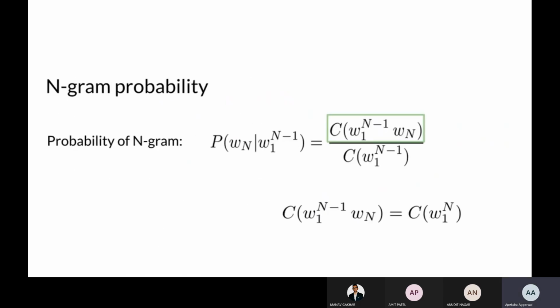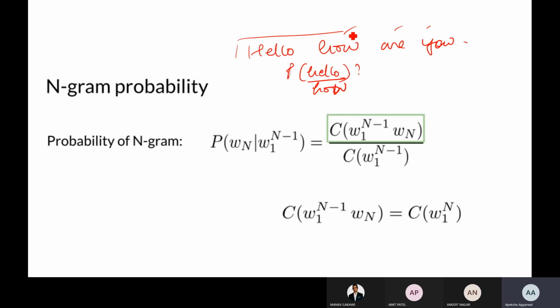So this is n-gram probability. Up till now, what we were doing was on the whole sentence. Suppose the sentence was again, hello, how are you? So we were calculating the probability of hello, what is the probability of hello given a sentence, what is the probability of how? Unigram. What is the probability of hello given how? So this is bigram. So we are just calculating the probability of words.